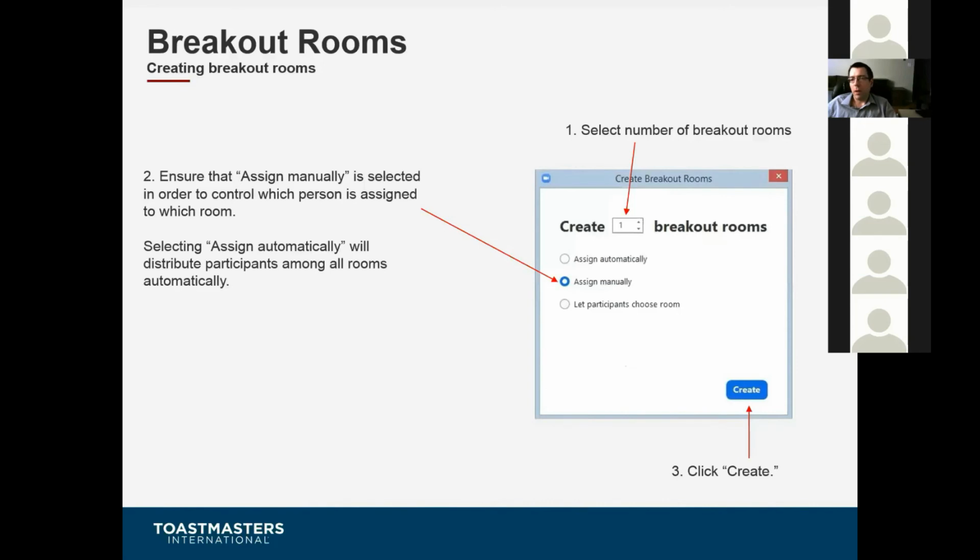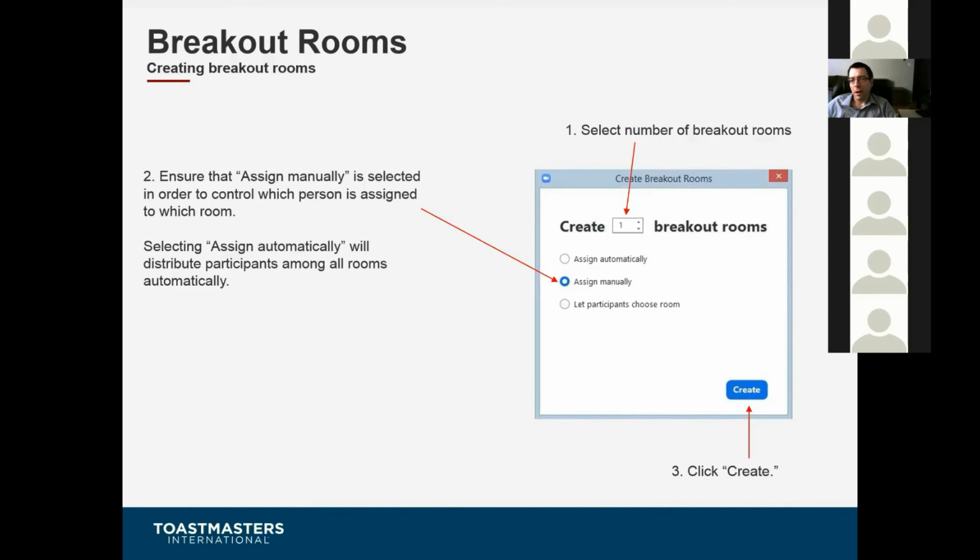First thing you want to do is decide how many breakout rooms you want. And as we mentioned, you want at least 5 for a contest. Next, you want to look through the settings and make sure that assign manually is selected. What that means is when you assign manually, it lets the host assign someone to a breakout room. And if you select assign automatically, then Zoom is just going to distribute everybody equally among all the breakout rooms. So if you had 100 people attending and you have 5 breakout rooms and you select assign automatically, then Zoom is going to put 20 people in each breakout room.